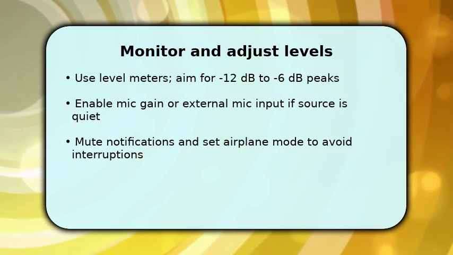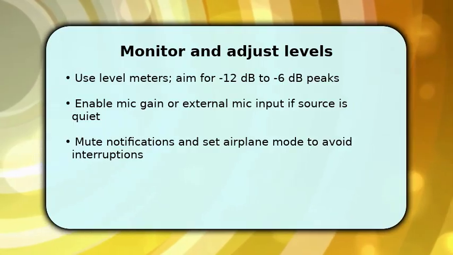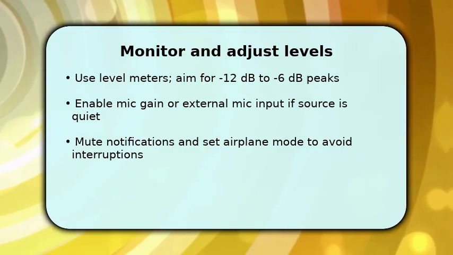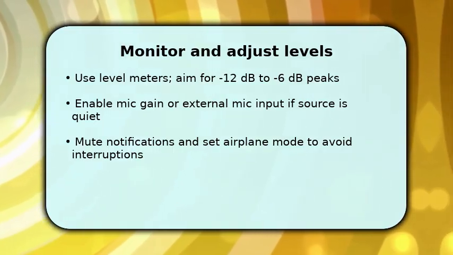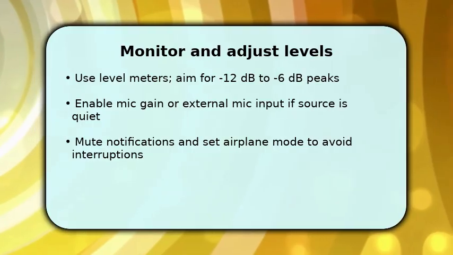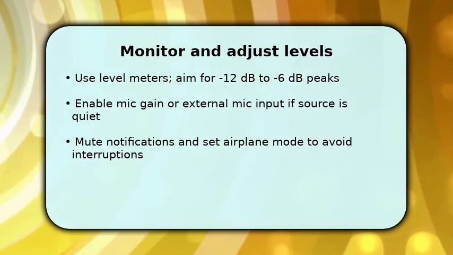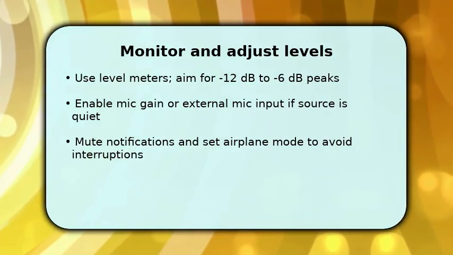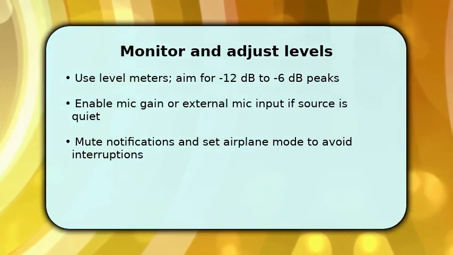Once recording, monitor the level meters closely. You want peaks around -12 to -6 decibels to preserve headroom and avoid clipping. If the source is quiet, increase mic gain or switch to an external mic input. Make sure phantom power is enabled for condenser mics. Use directional mic positioning to reduce room noise.